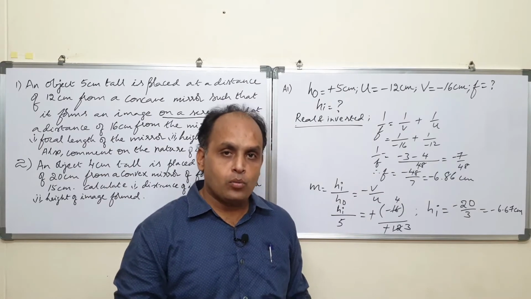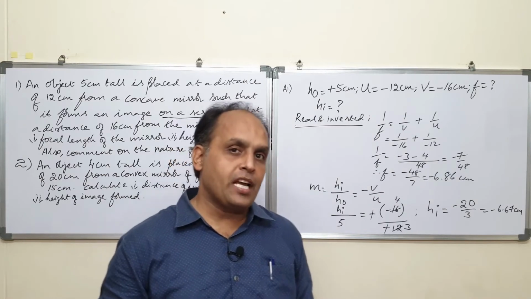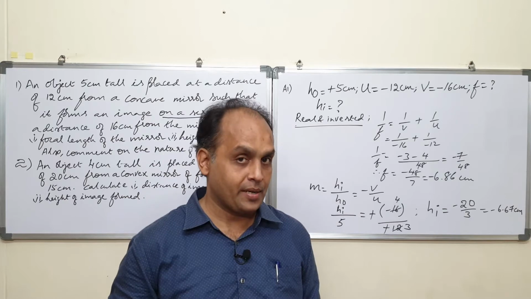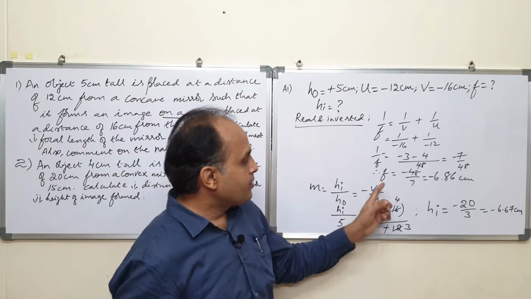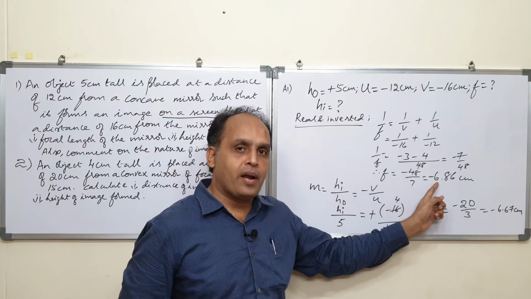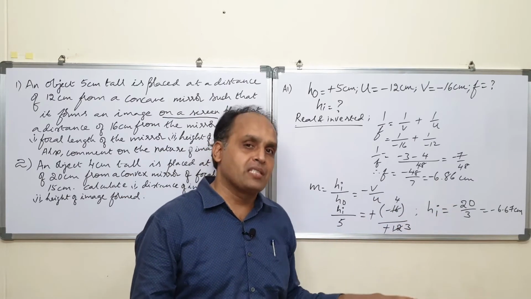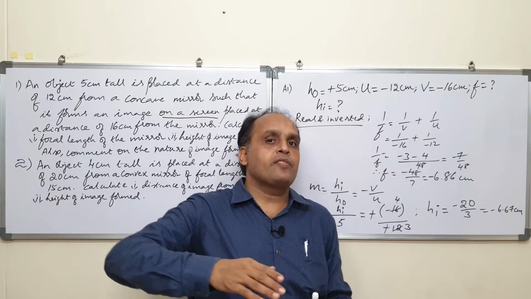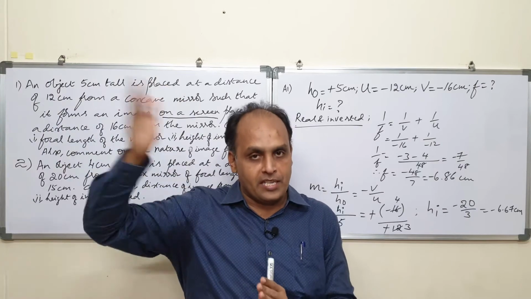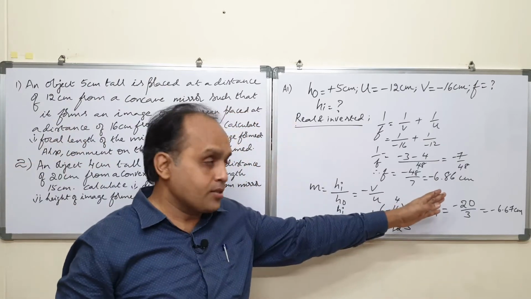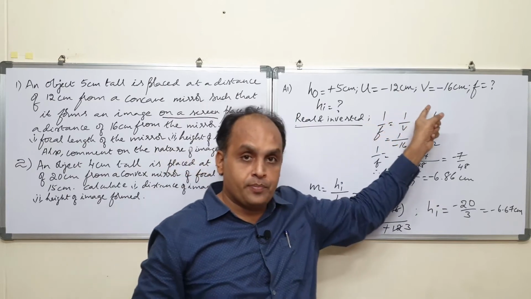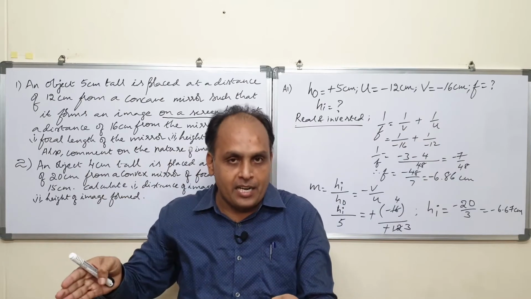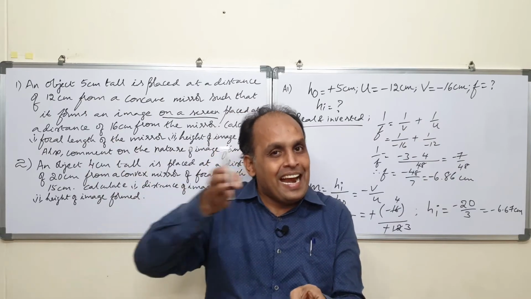Now, there is a way to check whether you have done the sum correctly or not. We have that facility also over here. Now, let's see how to check that. Focal length, we got minus 6.86 centimeters. Let us take it approximately 7 centimeters. So, if focus is at 7 centimeters, center of curvature will be at 14 centimeters. We know, double the distance. Object is at 12 centimeters, which falls between 7 centimeters and 14 centimeters. That means between C and F.